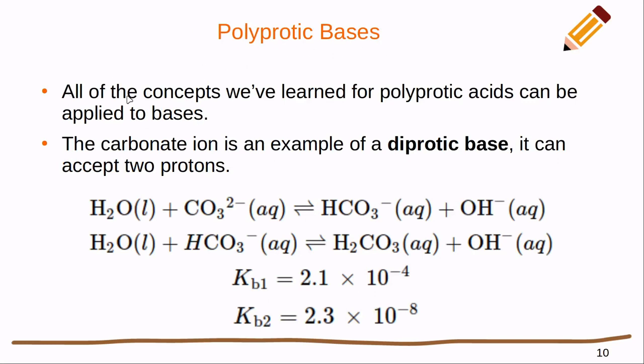Polyprotic bases. All of the concepts we've learned for polyprotic acids can be applied to bases. For instance, we have the carbonate ion. This is an example of a diprotic base. It can accept 2 protons. So first it will accept the first proton to form the bicarbonate ion, and then it will accept the second proton to form carbonic acid here. And if we look at their Kb values, they go down significantly from the first to the second.